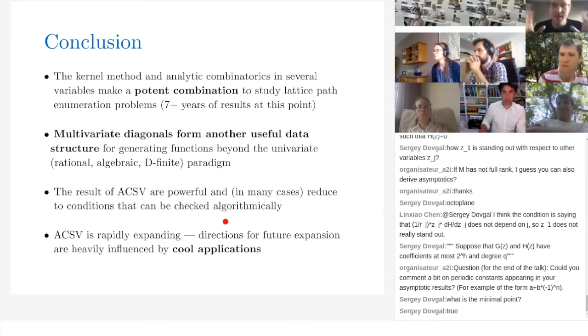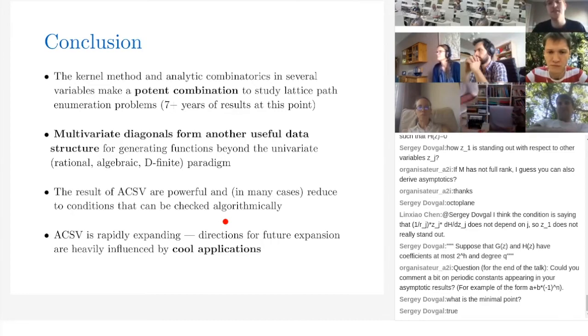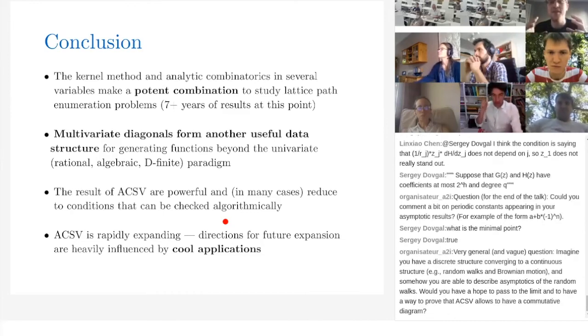The reason that it's nice is that these diagonals form another useful data structure, right? It's not always understood, if you have something just from the differential equation, how to get a rational diagonal representation. We don't understand this. But oftentimes, like in lattice path enumeration, we actually go through the rational diagonal to get a d-finite equation. So if you have the rational diagonal, you can often get asymptotics directly from this, and you can work around these connection problems. The results of ACSV are very powerful, and in many cases they reduce to conditions that can be checked algorithmically, and we even have code for this now.